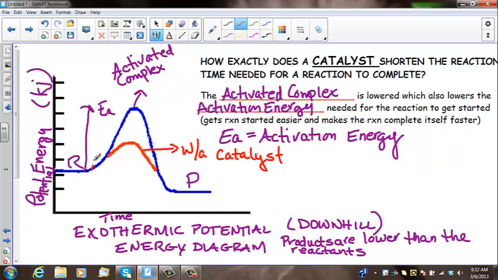Notice now my activation energy with the catalyst is only this much, which is less than half of what it was without the catalyst. So this one, let's label this: this is without catalyst, and this one is with catalyst. So it creates an alternate pathway for the reaction to proceed with less energy. Therefore, it reduces the time.